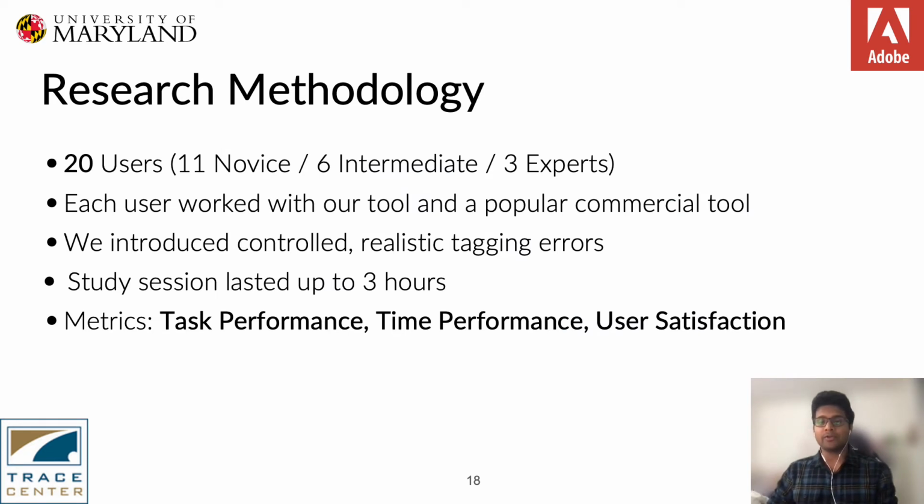We moderated remote usability sessions with 20 participants categorized into 3 different groups: novice, intermediate, and expert, and spent up to 3 hours with each participant. Each user was given 2 tagged PDF documents with similar complexity level. Out of the 20 participants, we asked 10 participants to use Acrobat first, while the rest were asked to use Ali. This was done in order to avoid learning effects. We also introduced controlled and realistic tagging errors in all the documents. And to validate our hypothesis, we used 3 quantitative metrics: task performance, time performance, and user satisfaction.